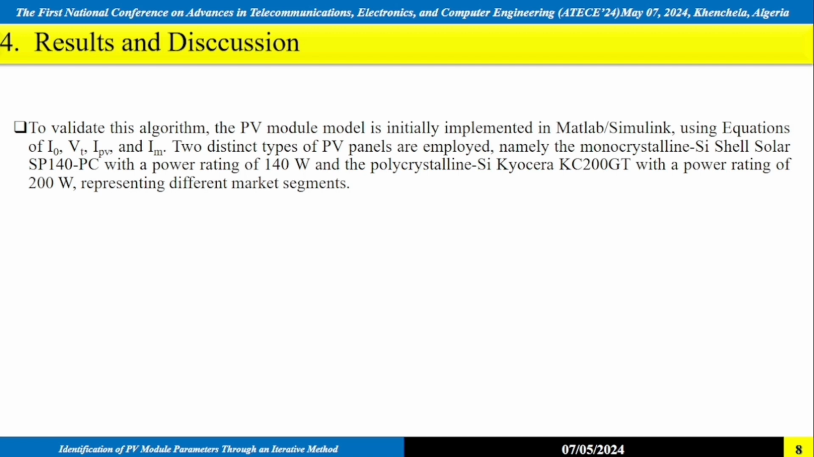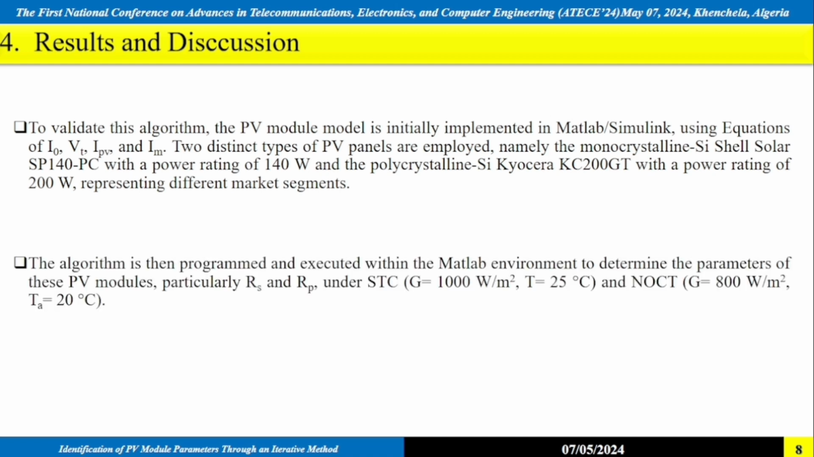To validate this algorithm, the PV module model is initially implemented, as we said earlier, in the Matlab Simulink environment by using the previously mentioned mathematical equations. Then two different types of PV panel are used. The first one has a power rating of 140 watts. It is a monocrystalline PV panel. And the second one, from the Kyocera manufacturer, has a power rating of 200 watts, and it is with polycrystalline technology.